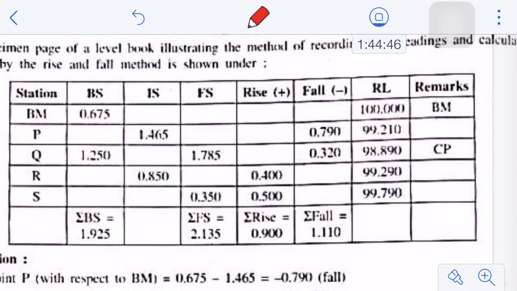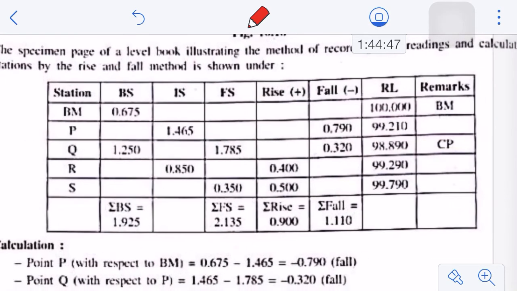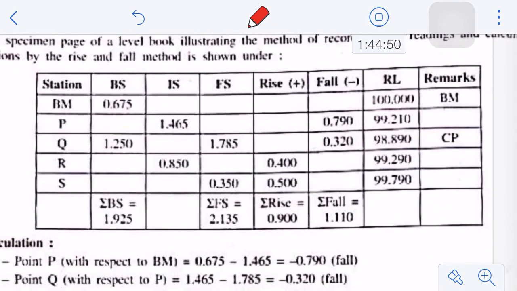Now, if you see the readings from 0.675 to 1.465, that means reading 1 to reading 2, irrespective of station, just focus on the readings 0.675 to 1.465. Between these two readings, you can see the variation. Your reading is increasing.